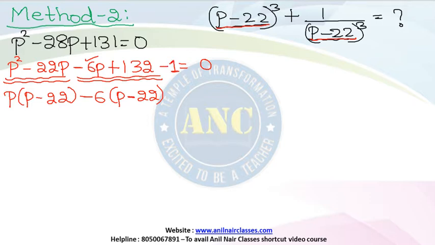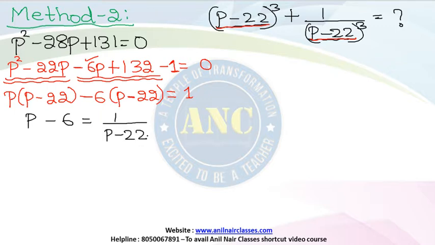So adjustments are made as of now. No need to worry about that. This minus 1 right now I will shift to the right hand side. This is how I should think. Always the way you think, you will make the problem so simple. Now the entire equation I will divide by p minus 22 on both the left and right hand side. So this becomes p and this becomes minus 6, and the right hand side becomes 1 divided by (p minus 22).